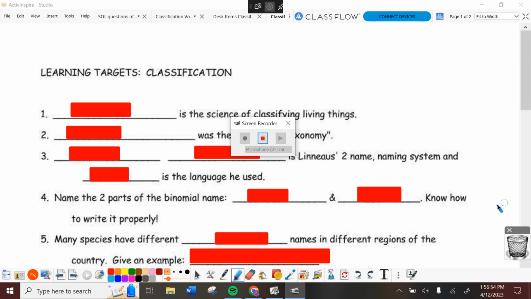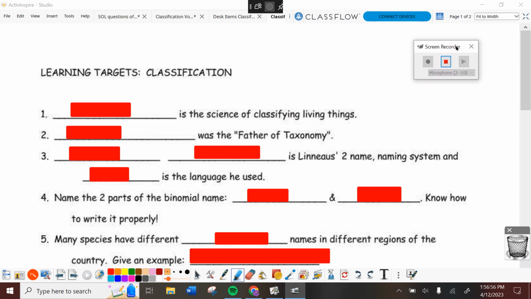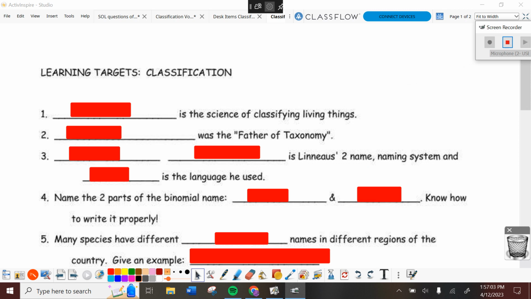Let's get to it. Number 1. What is the science of classifying or grouping living things? Classification? Nope, it's a vocab word. Taxonomy. Classification is a process. Taxonomy, onomy, otany, ology, those are studies of. So taxonomy is the study or science of classifying living things.